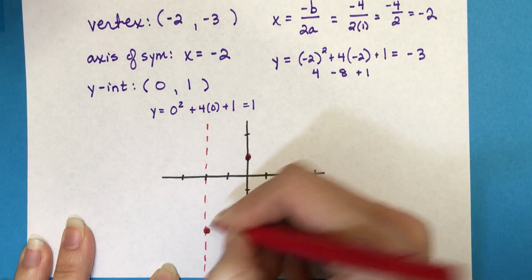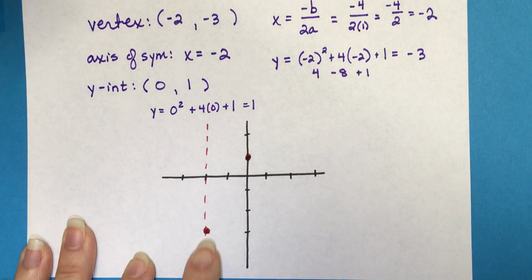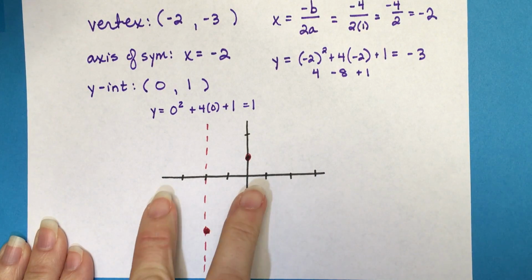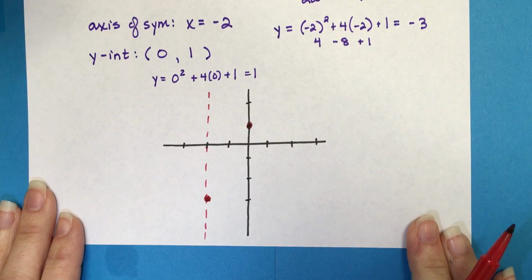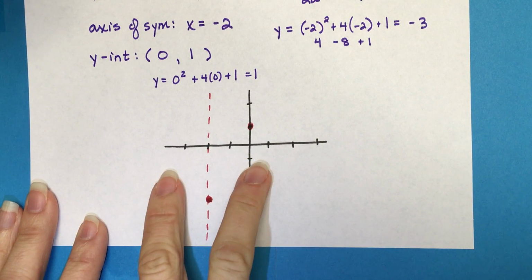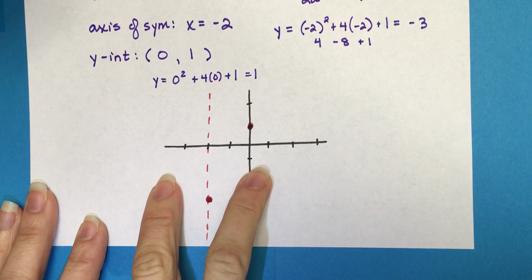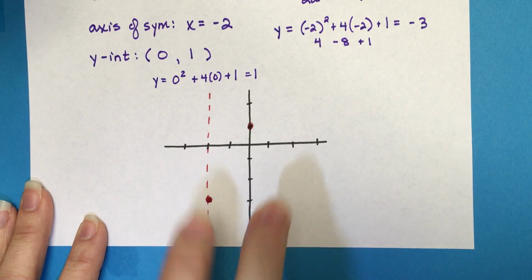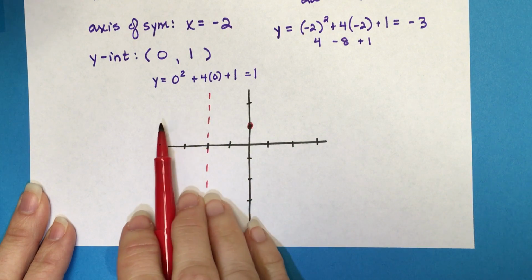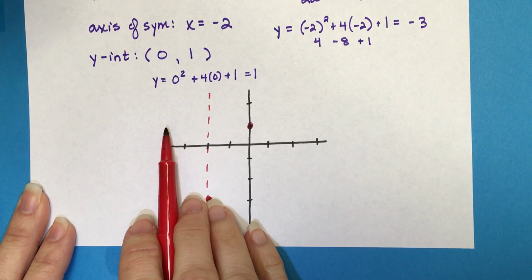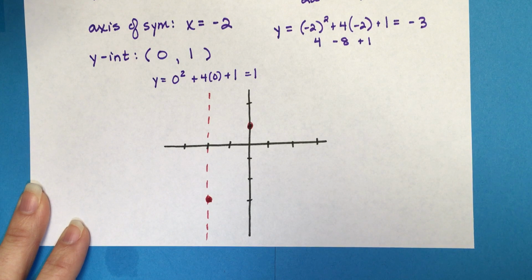Now the ideal thing is when you're graphing a parabola, you have the vertex, but then you also want a point on each side of your axis of symmetry. So this is where your axis of symmetry comes in handy. Remember, it cuts it in half, which means the two halves have to be mirror images of each other. So the point that you have here, there has to be a point over here that's a mirror image of that point.